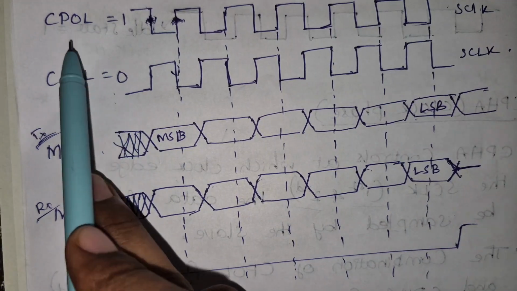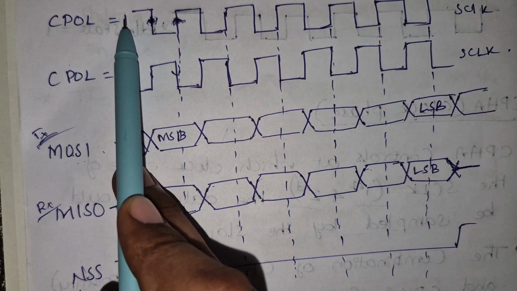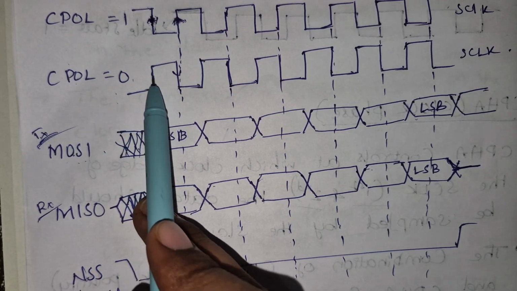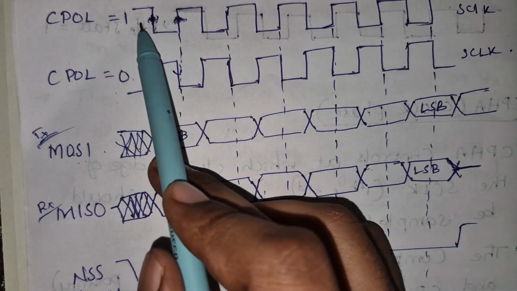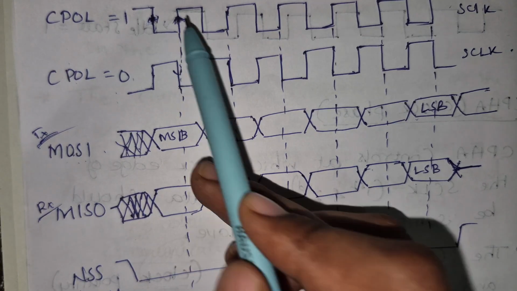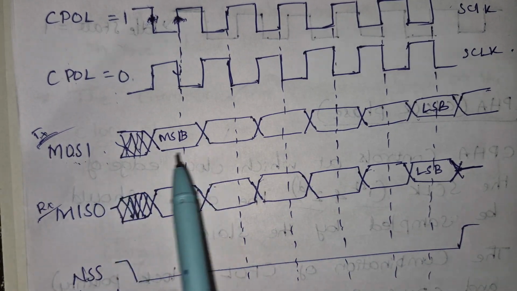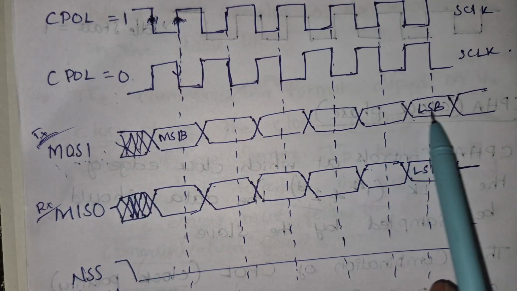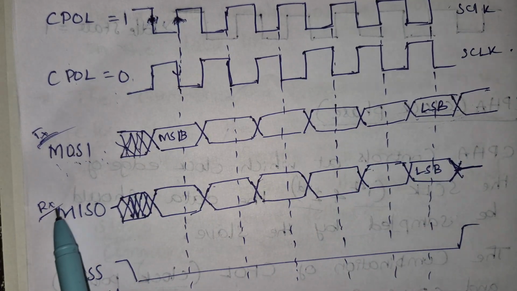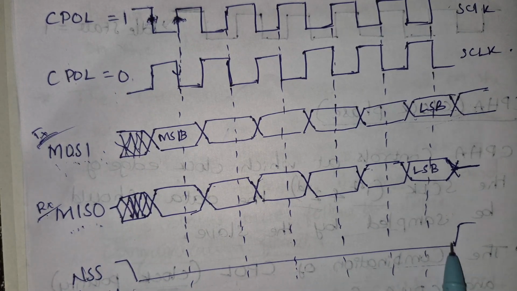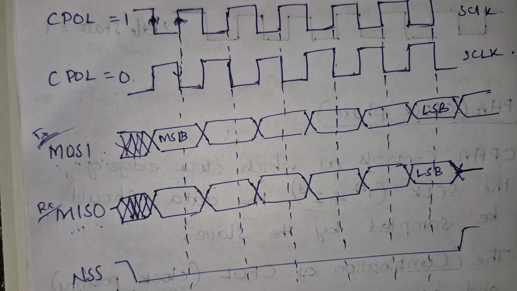As we discussed before about clock polarity, when clock polarity is 1, the starting edge of the clock is high, and when clock polarity is 0, the clock starts at the low state. When clock phase is 1, the data will appear here and be sampled here. Here is the MOSI pin, which is the transmitter that transfers the data to the slave, and this is the receiver, MISO, which gets the data from the slave. And this is the NSS pin, which selects the slave.